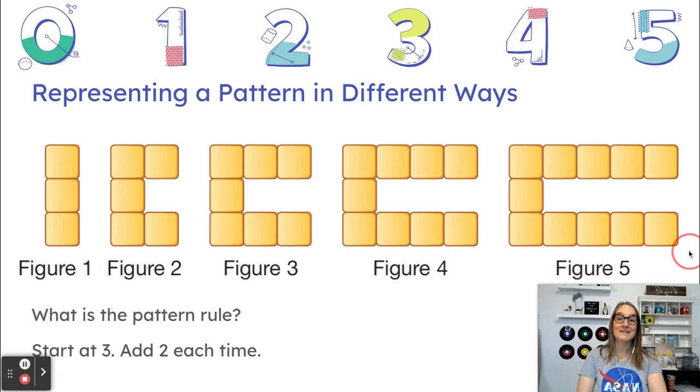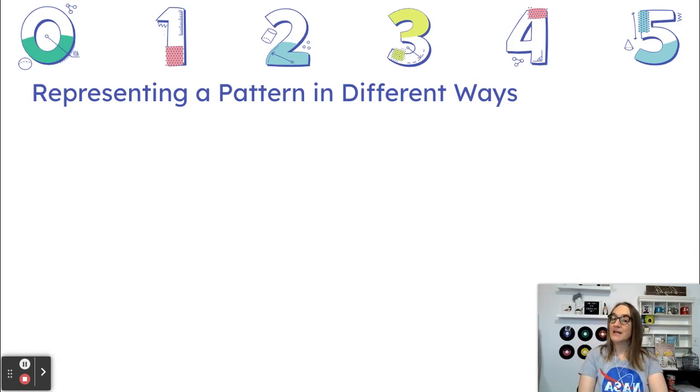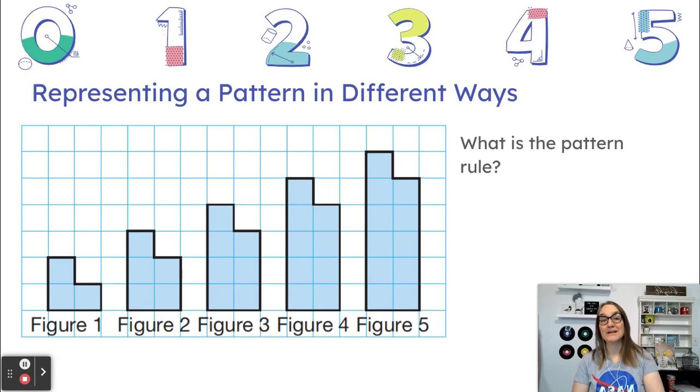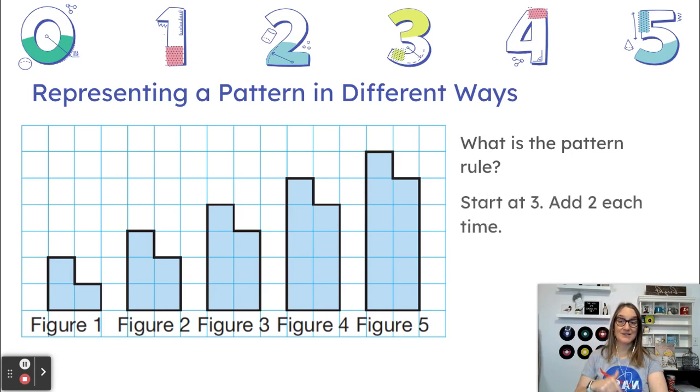Let's look at a slightly different pattern this time. Here's an example of a pattern represented in a different way. This time we shaded in squares on graph paper to represent the pattern. So, what's the pattern rule for this pattern? Take a second and think about it. And again, you can pause the video if you need a little bit more time. Did you get start at 3, add 2 each time? If you did, another big pat on the back, because you worked out the pattern rule for this one as well.